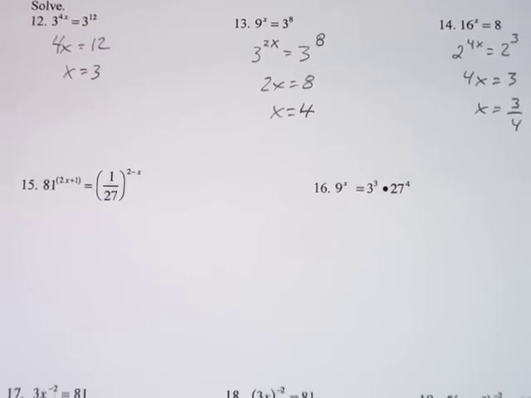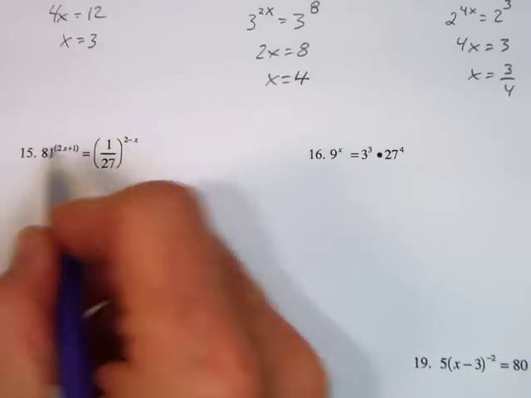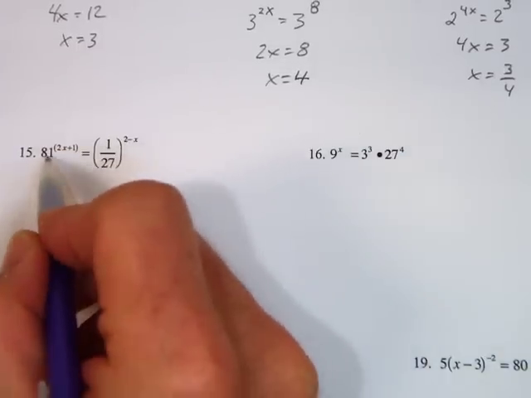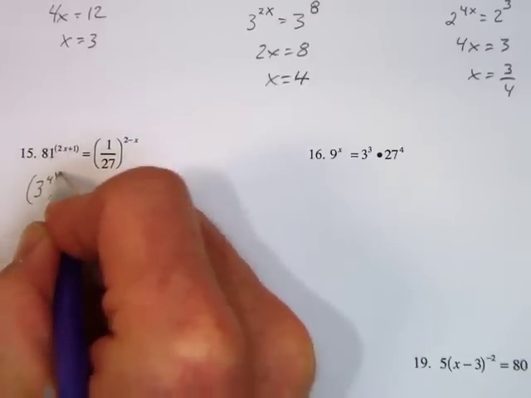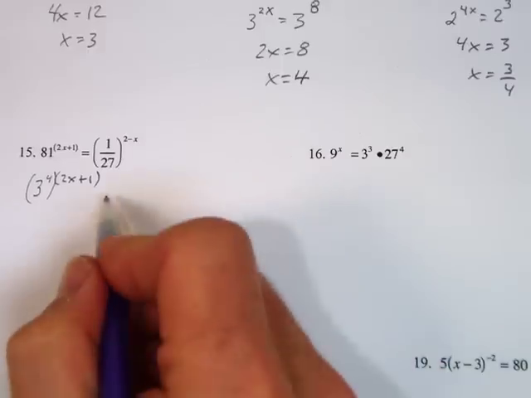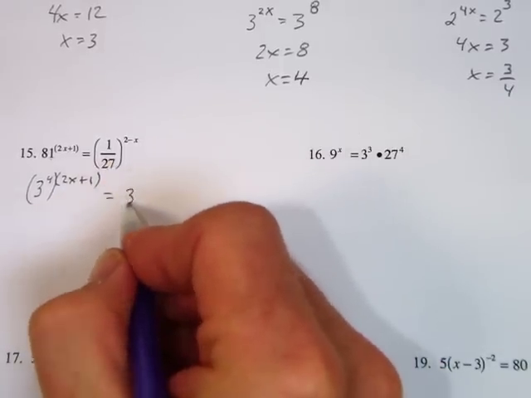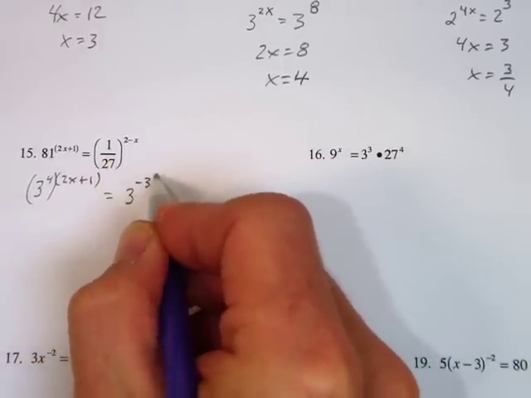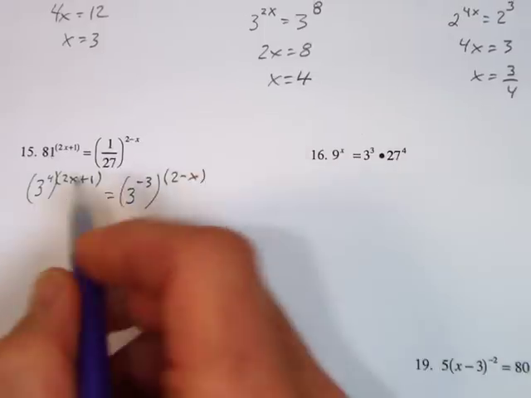Now we start getting in a little bit more, a little different. We have 81 and 1 over 27. 81 is 3 to the 4th power, and that's being raised to the 2x plus 1. And then 27 is 3 cubed, so 1 over 27 would be 3 to the negative 3. And that's being raised to the 2 minus x.